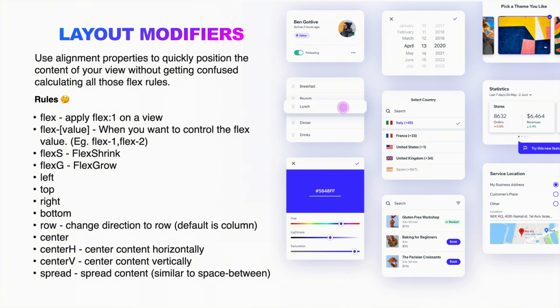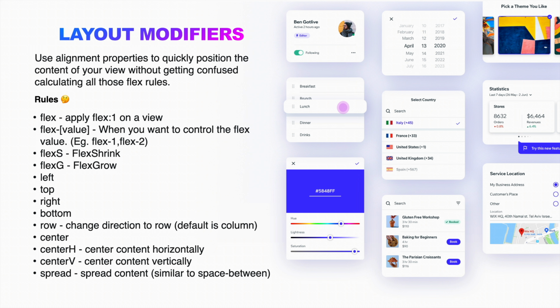Layout modifier is basically used to align properties to quickly position the content of your view without getting confused and calculating those flex rules. Like we can type flex to apply flex 1 on a view. In the value section we can assign a value to control the flex value. And if we specify flex s, then it works as a flex shrink. If we specify flex g, then it works as a flex grow.